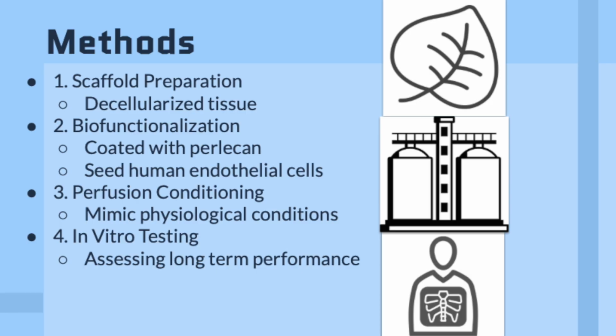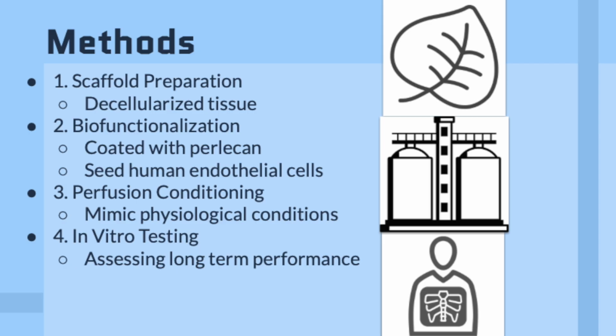So first, plant tissues are decellularized to remove all cellular content while preserving the native vascular architecture. This creates a natural biocompatible scaffold that mimics the branching and structure of blood vessels. Then the scaffold is coated with perlecan, a heparan sulfate proteoglycan known to enhance endothelial cell attachment and improve early surface stability. Human endothelial cells are seeded onto the scaffold to create a functional, living inner lining.